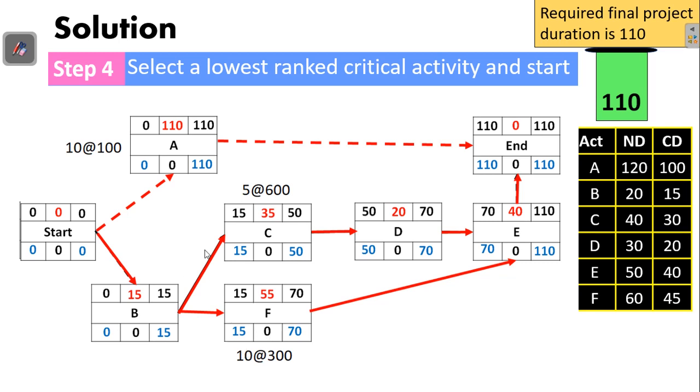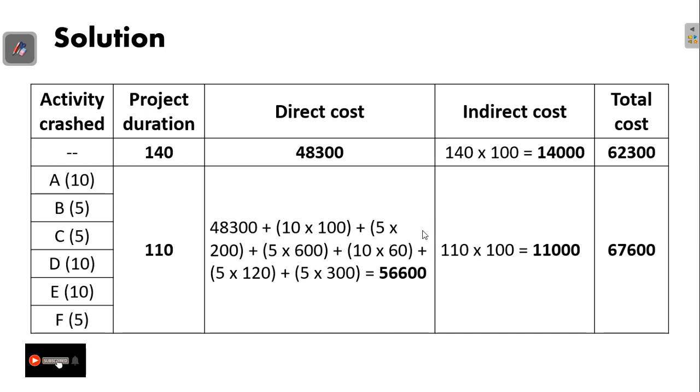So we have managed to crash the project from 140 days to 110 days. And this is the final network, which shows the total duration for each activity. Okay, so we have managed to do so, and now after this, we need to compute its associated cost after crashing this project. We have this summary table here on how we can compute the associated cost for project crash durations.